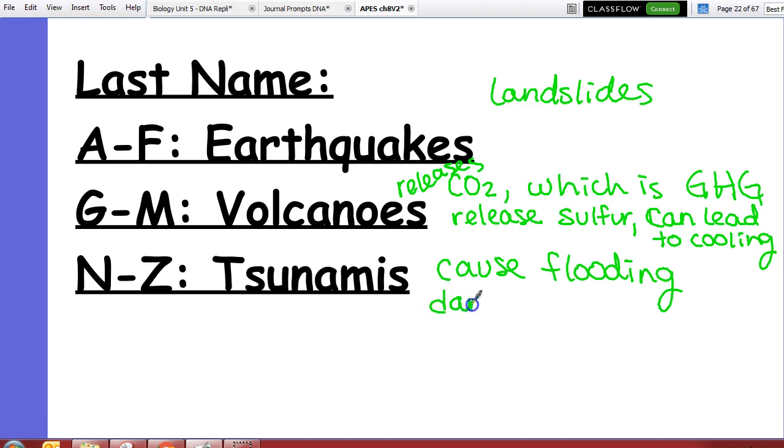Yep. Okay. So it damages buildings or homes. It could also damage habitat, right? Because we're flooding.